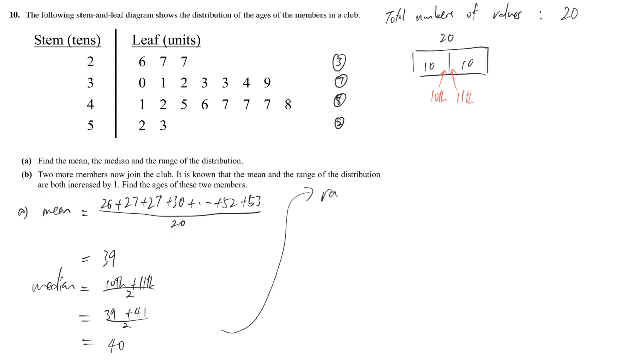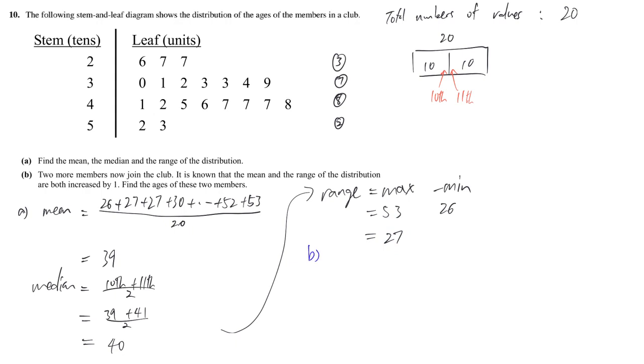Finally, the range is the easiest. We just need to find the maximum minus the minimum. The maximum number is 53, while the minimum number is the first one, 26. So we get 27. In part B, there are 2 more members, and then we know that the mean increased by 1, which means the new mean is 40 instead of 39. While the range increased by 1, so the range should be 28 also.